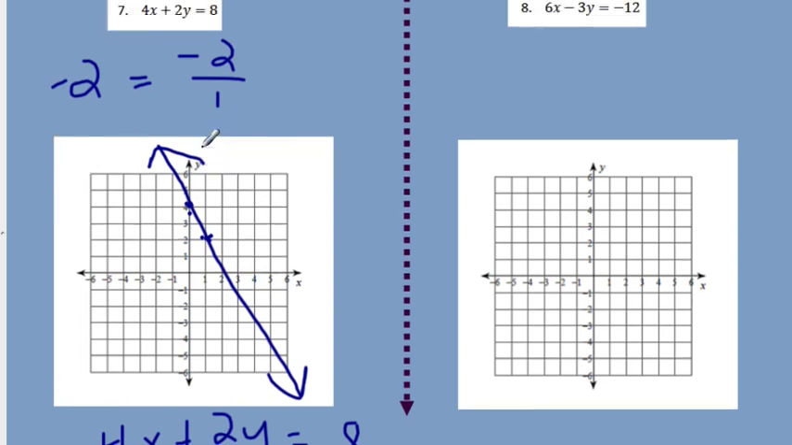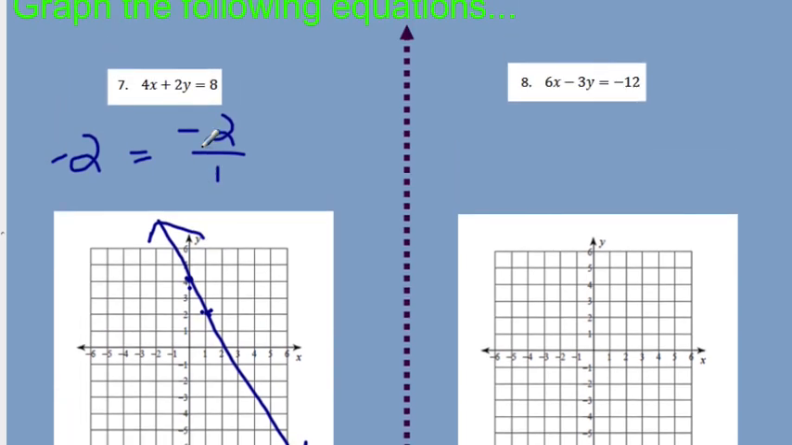Now I'm going to have you guys try number 8 on your own. So here are some tips. You want to solve for y. So start by getting that 6x over to the other side. Once you do that, figure out how you're going to get rid of that negative 3. You're going to have to do some dividing and then go ahead and graph it, all right?